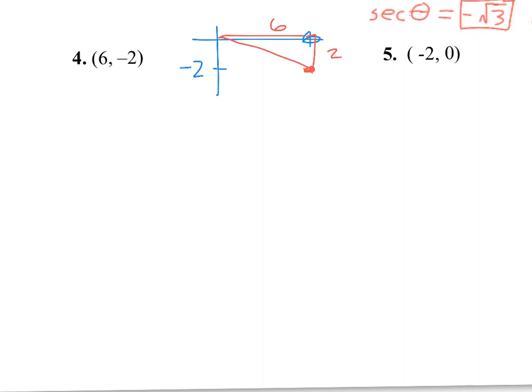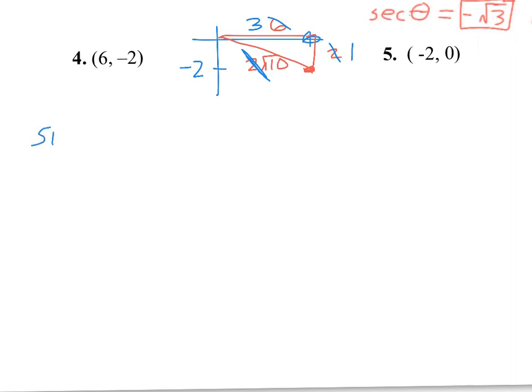Doing the Pythagorean theorem, 36 plus 4 is 40. And then square root of 40 is 2 radical 10. And remember, you can reduce now. It'll save you some time later. Divide that by 2 is 1. Divide this by 2, we get 3. And then divide this, we just get rid of the 2 in the front.